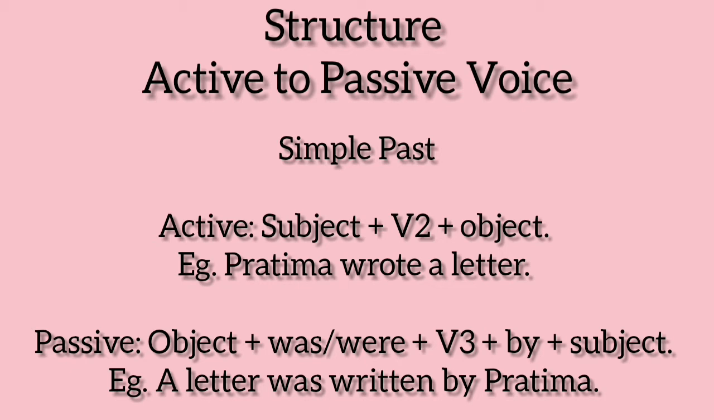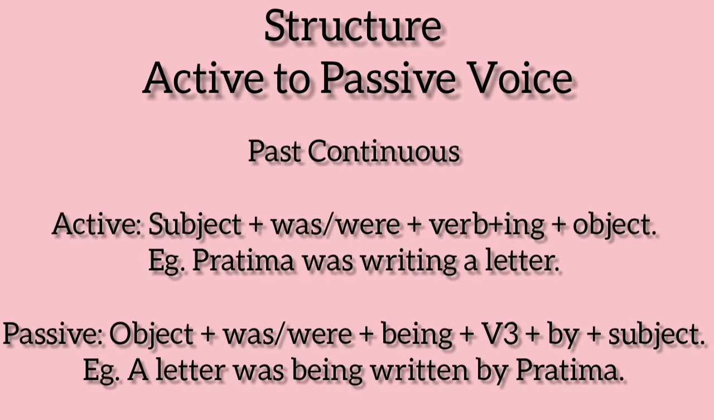The active voice sentence for simple past will be Pratima wrote a letter, and the passive voice for the same sentence will be a letter was written by Pratima. For past continuous, the structure for passive voice will be object plus was plus being plus verb in the third form plus preposition by plus the subject. For active voice, the sentence in past continuous will be Pratima was writing a letter, and the same sentence will be written in passive voice as a letter was being written by Pratima.